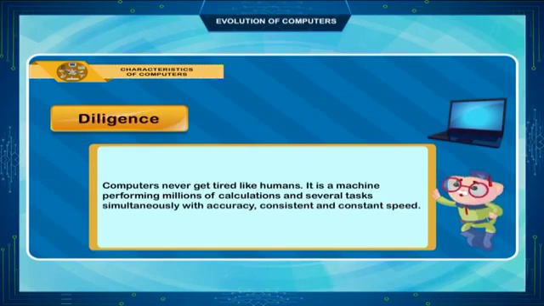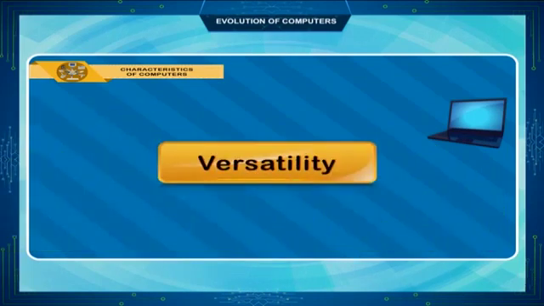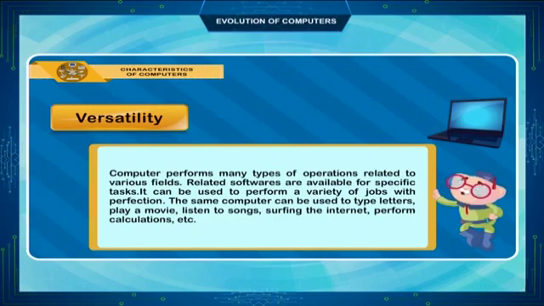It is a machine performing millions of calculations and several tasks simultaneously with accuracy and consistent, constant speed. Versatility. Computers perform many types of operations related to various fields. Related software is available for specific tasks. It can be used to perform a variety of jobs with perfection. The same computer can be used to type letters, play a movie, listen to songs, surf the internet, perform calculations, etc.